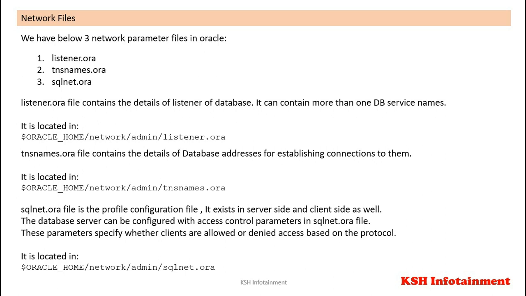sqlnet.ora file is the profile configuration file. It exists on the server side and client side as well. The database server can be configured with access control parameters in the sqlnet.ora file. These parameters specify whether clients are allowed or denied access based on the protocol. It is located in Oracle Home, Network, Admin, then sqlnet.ora.